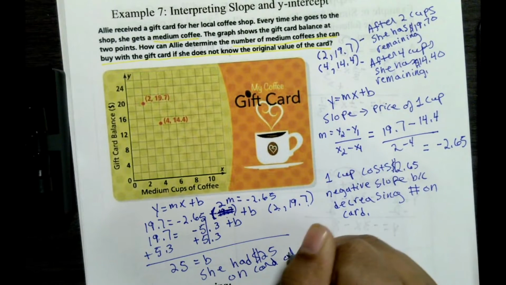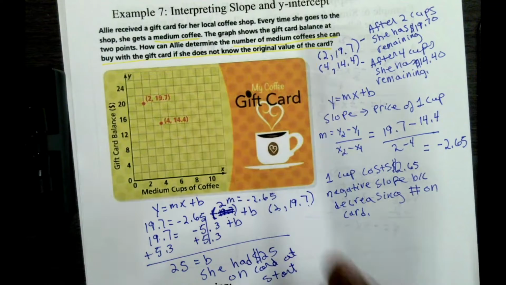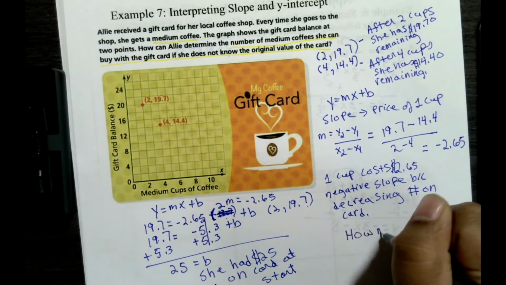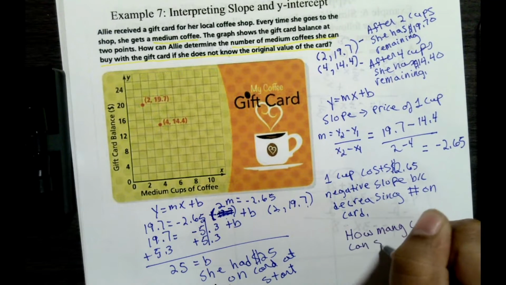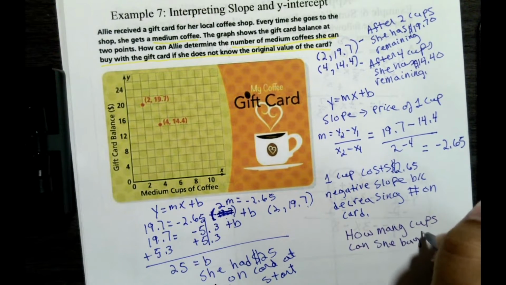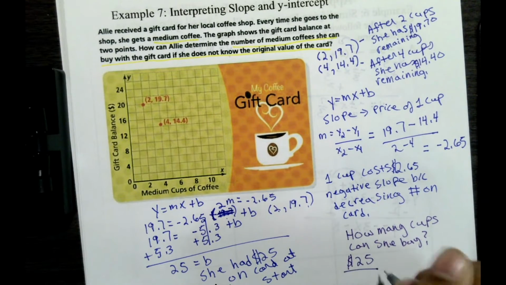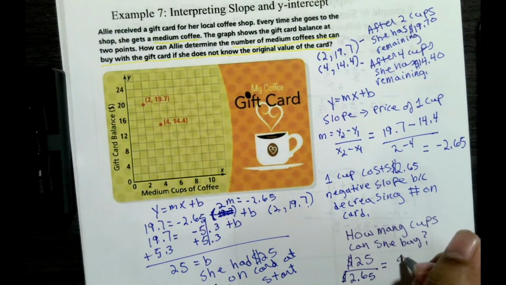Okay, so we did a lot of work here, but did that answer our problem? No. She wants to know how many coffees she can get. So, how do we figure that out? Well, we know that she has $25, and we know that each cup of coffee is $2.65. So if we just divide that, we'll see that she can get 9 cups with her card.